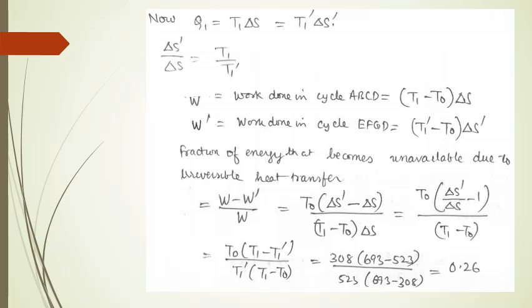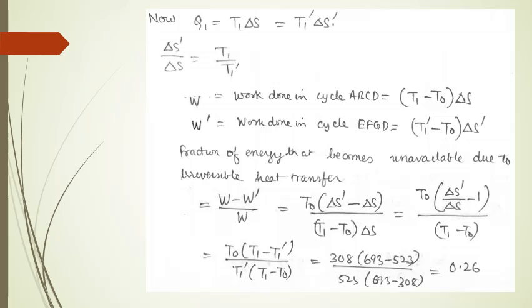Now, Q1, the amount of heat extracted from the source, will be the same in both the cases. Case 1, when there is no temperature difference between the two substances, that is vapor condensing and the water evaporating. And case 2, when there is a temperature difference between the two substances, that is, vapor is condensing at 420 degrees Celsius and the water is evaporating at 250 degrees Celsius.